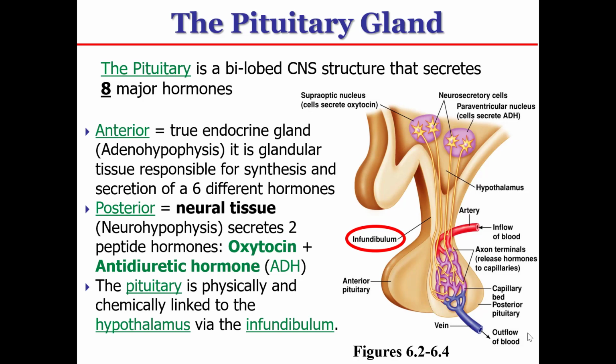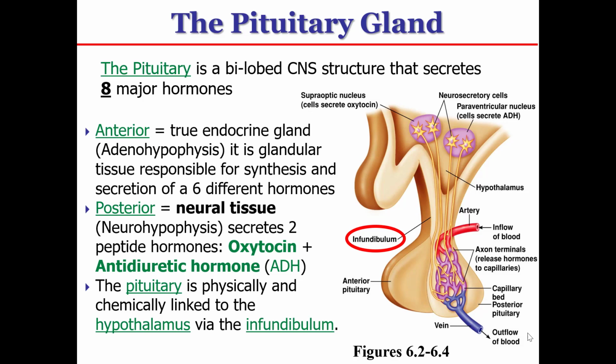The pituitary gland, shown here in figures 6.2, 6.3, and 6.4 in your assigned textbook, is a bilobe central nervous system structure that secretes 8 major hormones. The anterior portion, or the forward portion, is true endocrine glandular tissue, and it's responsible for the synthesis of 6 different hormones, while the posterior portion, highlighted here, has long neural axons extending from the hypothalamus down into the posterior pituitary, and that is true neural tissue.